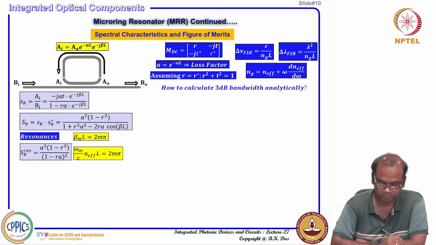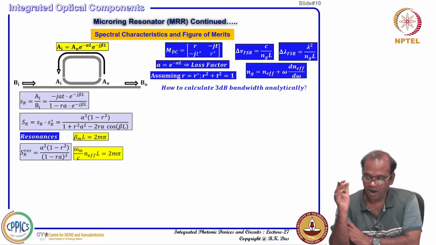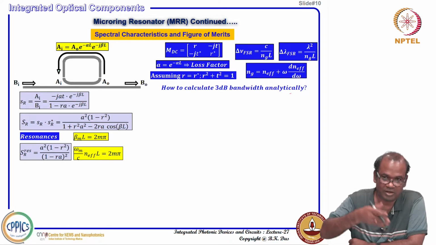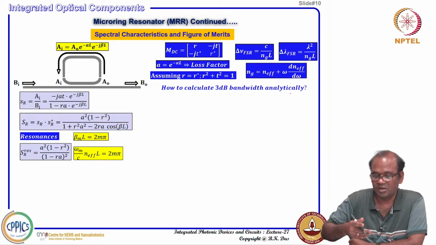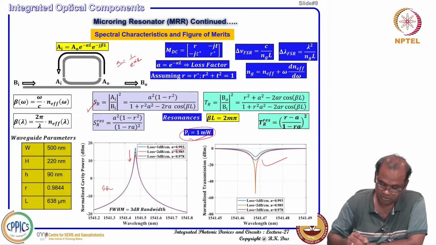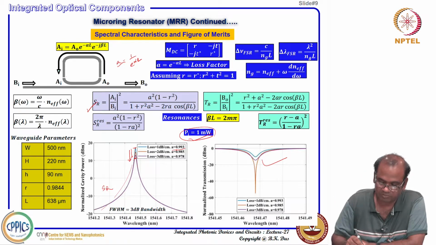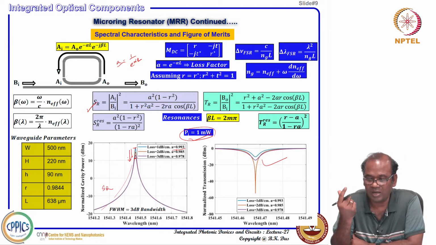Now, let us move on. We have almost discussed whatever things are required. Now, how to calculate the 3 dB bandwidth analytically? We know that there are resonance wavelengths, and at the resonance wavelength you see how much energy is stored inside. Now, I want to know what the 3 dB bandwidth is. From the maximum, if you come down 3 dB below, and then you see the spectral width of the resonance spectrum, that is the 3 dB bandwidth. How do we calculate it analytically?